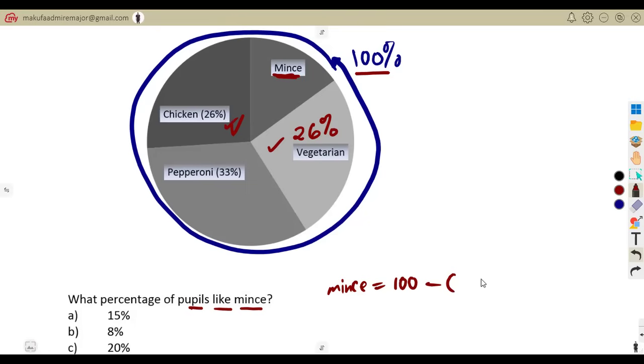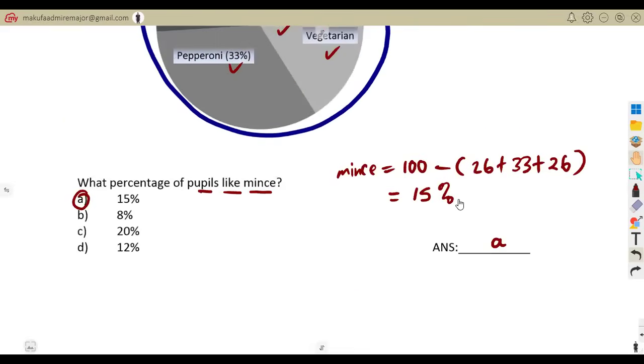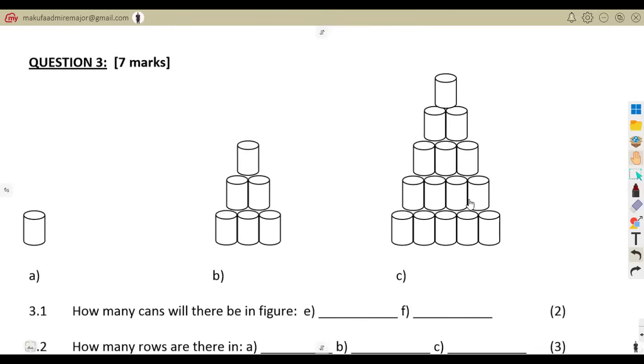The one for chicken, which is 26. We also have the 33%. We also have another 26%. We subtract all these from 100%. The remainder is the one that is representing what? The means in that case. So we have to subtract everything. So that was going to give us 15, which is 15%. So 15%, which is the one that we are having on A there. That is our answer, it was going to be A, where we are given the 15%.